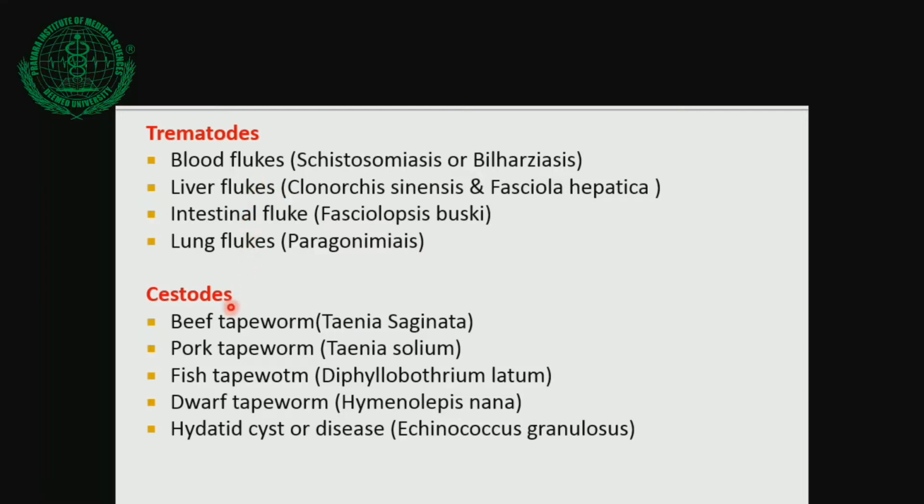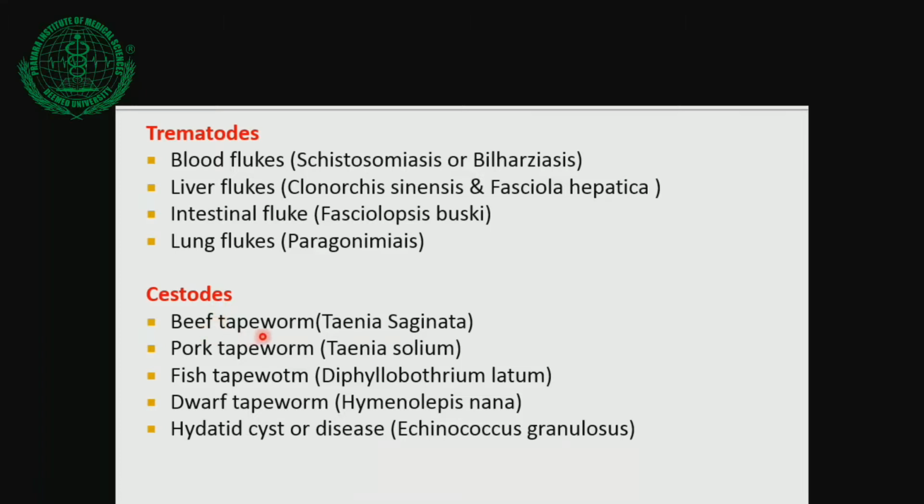And the last is the cestode. Trematodes and cestodes both have a flat body, but what is the difference? The trematode has a non-segmented flat body, while the cestode has a segmented flat body. The segments of the cestode are called proglottids, while the head of the cestode, by which it attaches to the intestinal epithelium, is called the scolex.